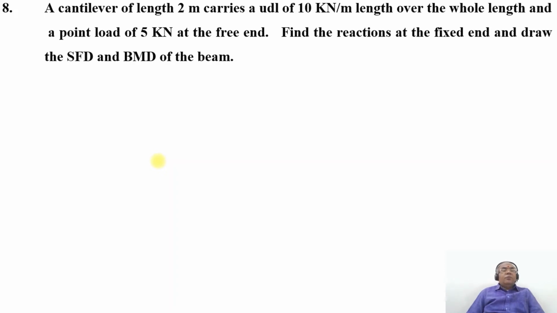Now, we are going to take up one more problem on cantilever, the problem number 8. It reads as, a cantilever of length 2 meters carries a UDL of 10 kilonewton per meter length over the whole length and a point load of 5 kilonewton at a free end. Find the reactions at the fixed end and draw the SFD and BMD of the beam.